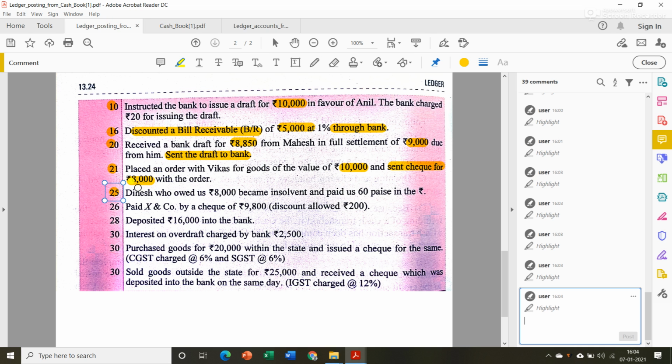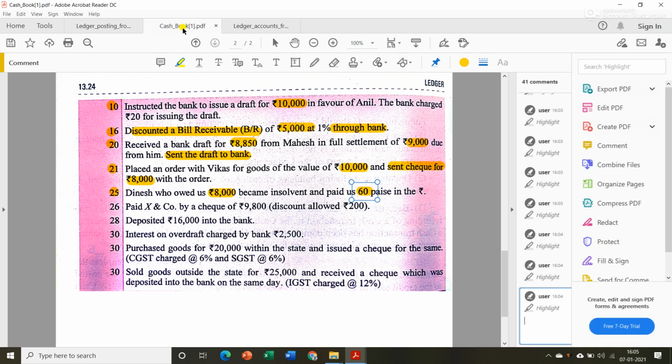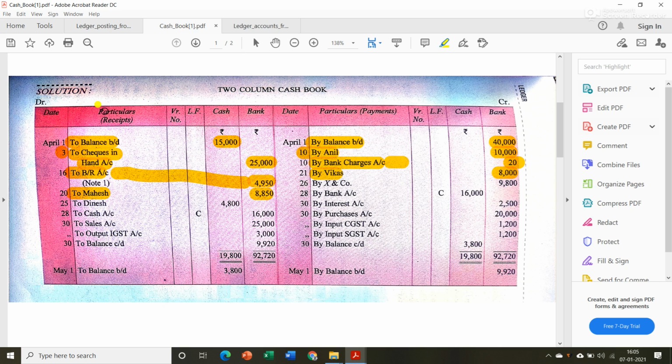On April 25, Dinesh, who owed us 8,000, we were supposed to receive 8,000 from him. He became insolvent and he paid us only 60 paise in a rupee. Means for every 1 rupee he paid us 60 paise, and the remaining 40 paise was declared as bad debt. So for that 60 paise in a rupee that we received from Dinesh, we will first write in our cash book.